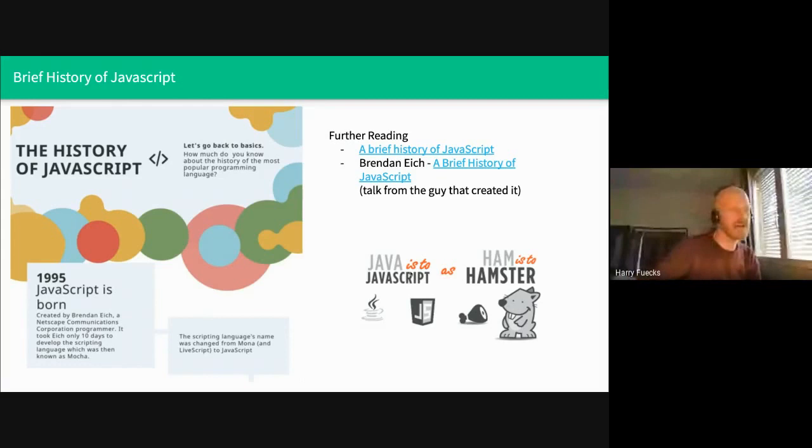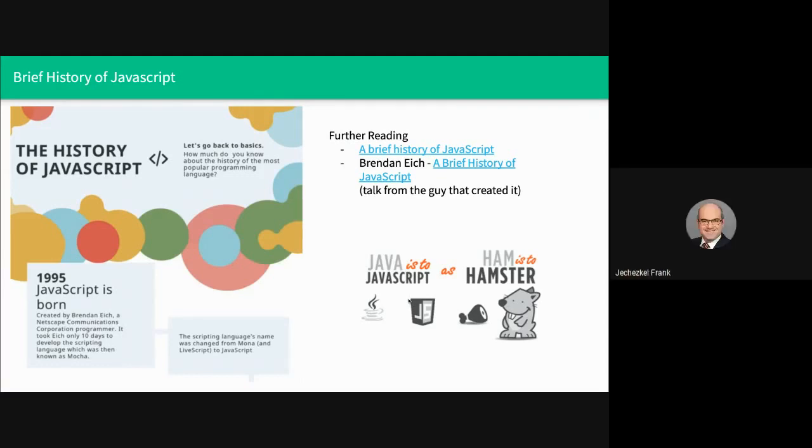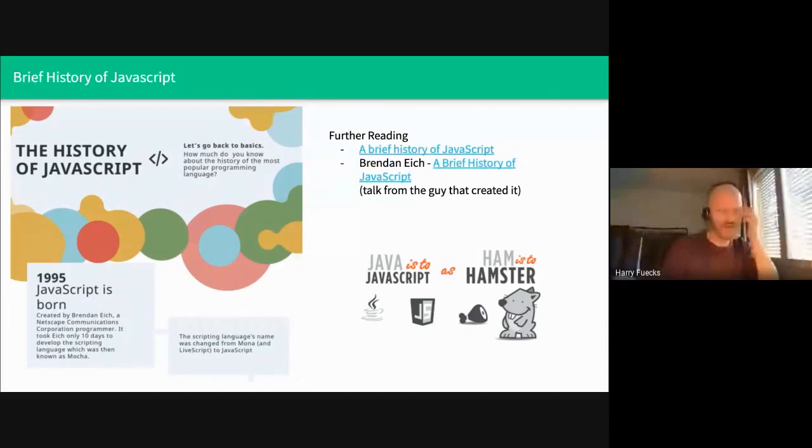One quick point here is Java is not JavaScript. I thought this put it nicely: Java is to JavaScript as ham is to hamster. So there's no real relationship. They called it JavaScript because at the time Sun Microsystems was making a lot of hype about Java, doing a lot of marketing. So they were cheeky and called the language JavaScript to get people interested. But Java and JavaScript are two very different programming languages.